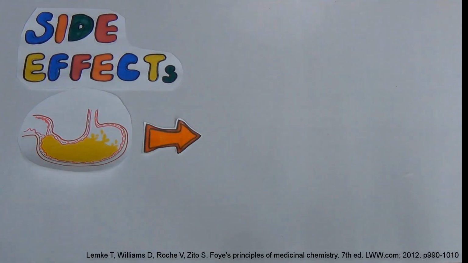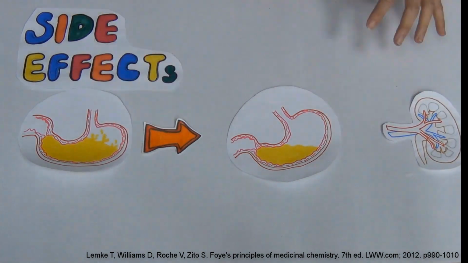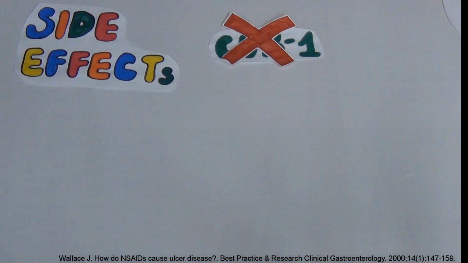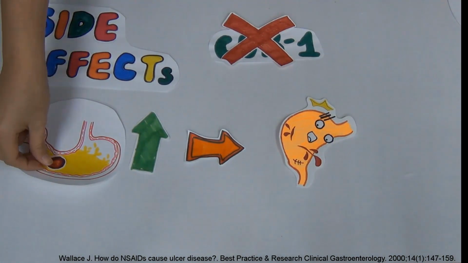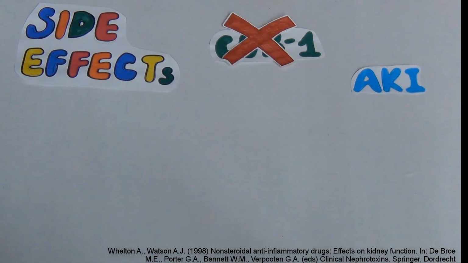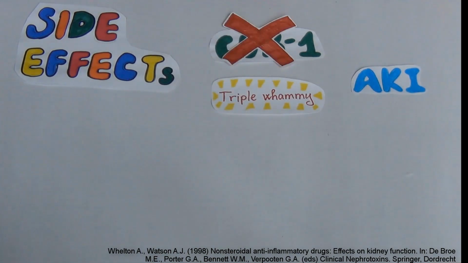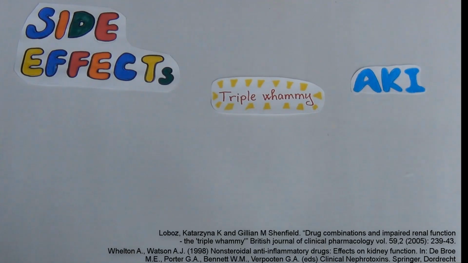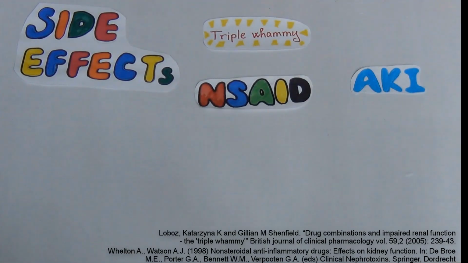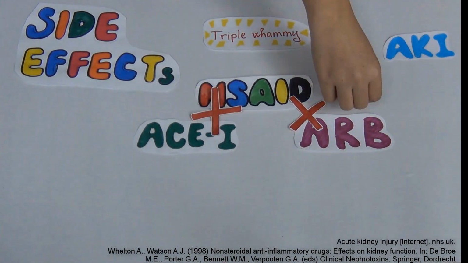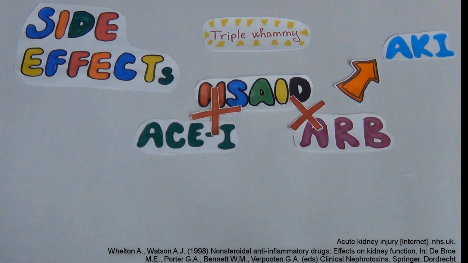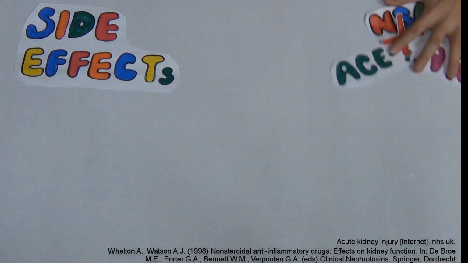COX-1 has a function in decreasing acid production in the stomach and maintaining renal blood flow in the kidney. Hence, inhibiting COX-1 can increase acid production, leading to stomach ulceration and bleeding. It can also cause kidney injury, which may lead to renal impairment. Because of its serious side effect on the kidney, diclofenac is listed as one of the triple whammy drugs, meaning that it cannot be used with ACE inhibitors or angiotensin receptor blocker drugs. The combination of these three drugs together lead to acute kidney injury, a sudden damage to the kidneys, causing them to lose their function, or in even more severe cases, kidney failure.